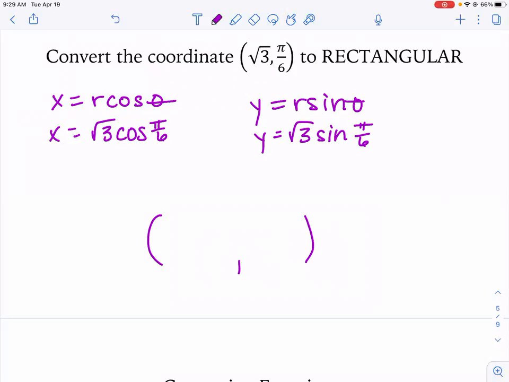The cosine of pi over 6. Kristen, what is it? Yeah, radical 3 over 2. So the cosine of pi over 6 is radical 3 over 2 times radical 3 would give us 3/2. Y equals radical 3 sine of pi over 6. Well, the sine of pi over 6 would then be 1/2 times radical 3. There's our coordinate.